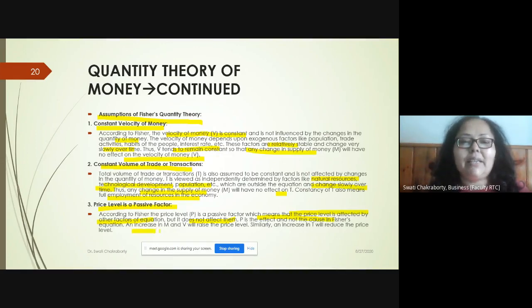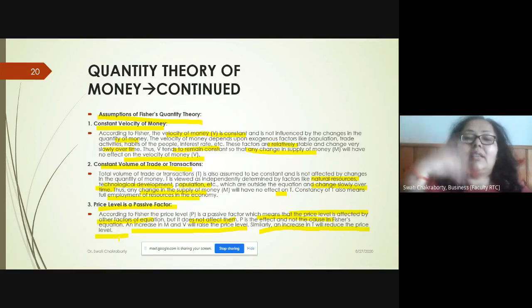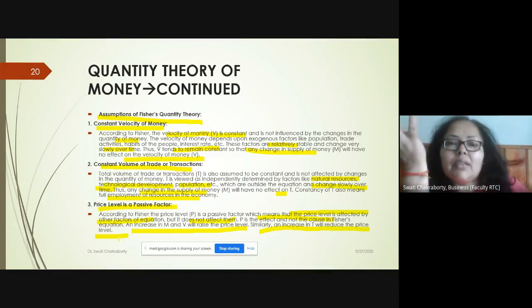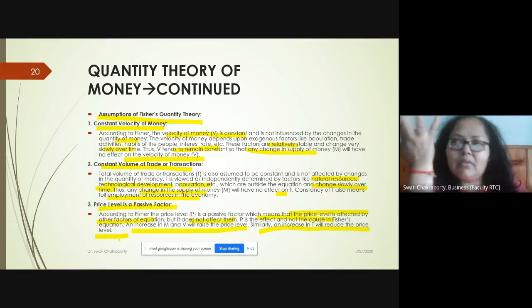So an increase in M and V will raise the price level. Similarly, an increase in T will reduce the price level. That's how it goes. It gets affected. If M and V increase, price also increases. But if T, that is the total volume of trade transactions, goes up, what happens? When people buy in bulk, the price level also goes down.